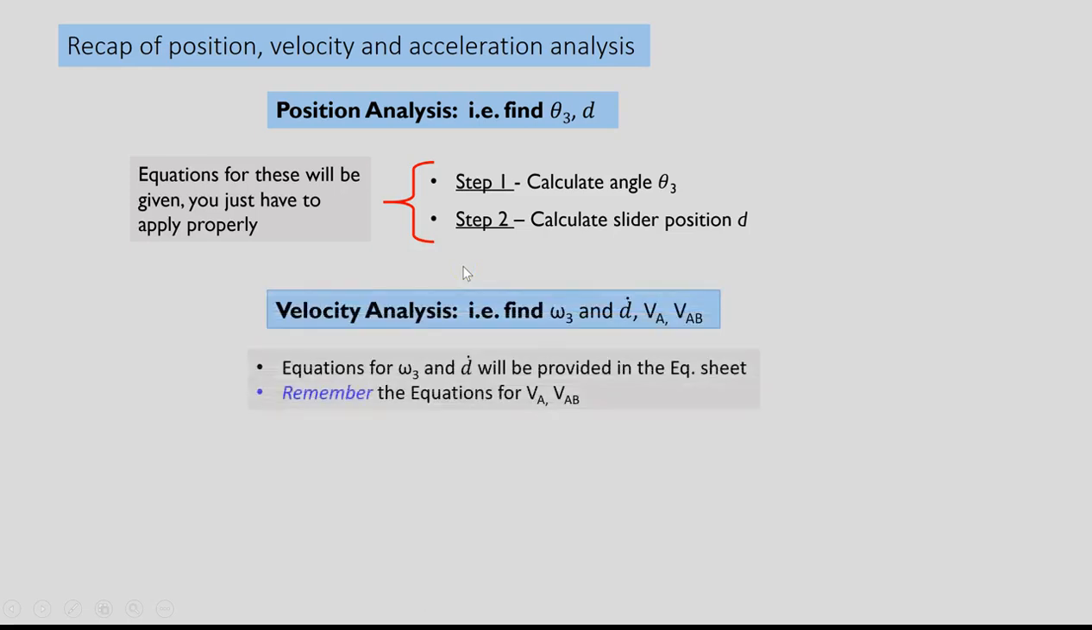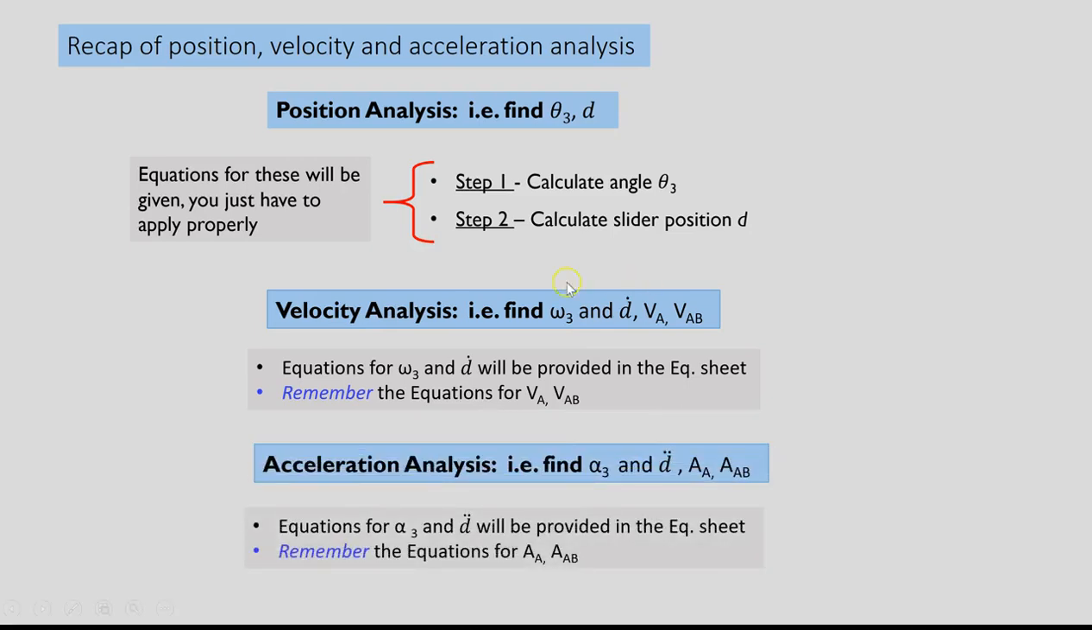for open configuration. For velocity analysis, once again you will be asked to find omega 3, which is angular velocity of coupler, and d prime, which is the velocity of slider. Also you will be asked to find linear velocity of pin joint A. So for omega 3 and d prime, equations will be given to you. For VA, linear velocity of pin joint A, and linear velocity of coupler AB, you need to derive the equation exactly like the forward linkage, and then you need to find the value in terms of magnitude and angle.